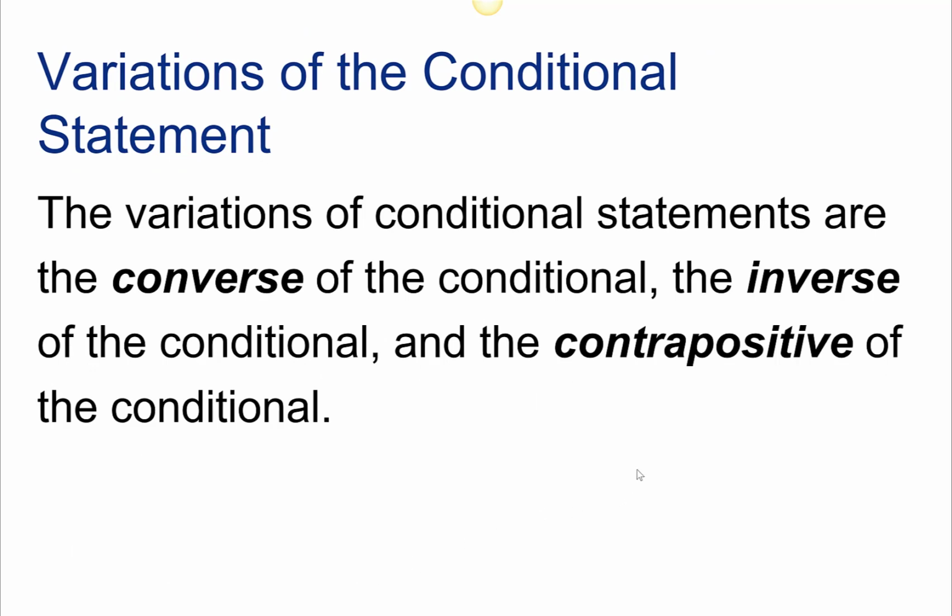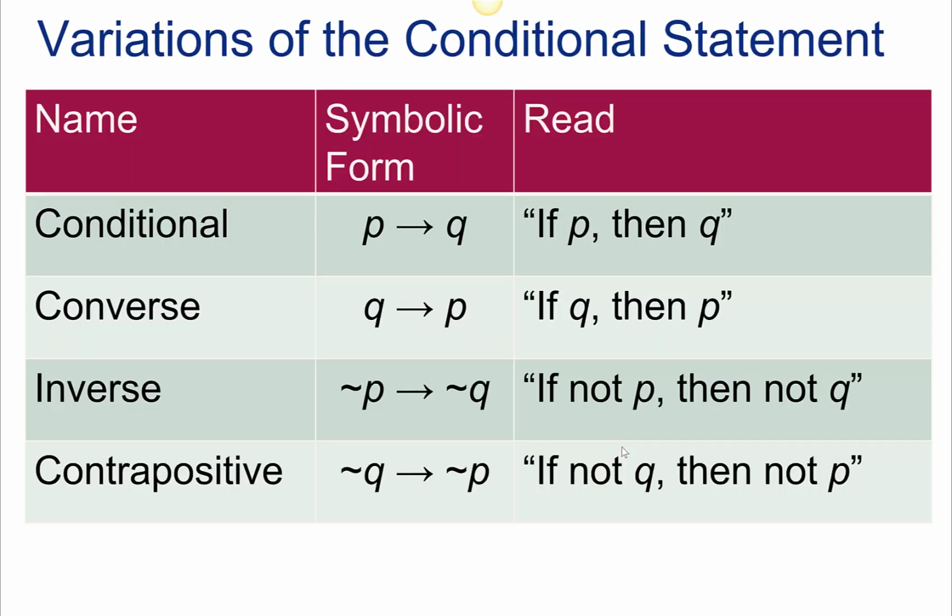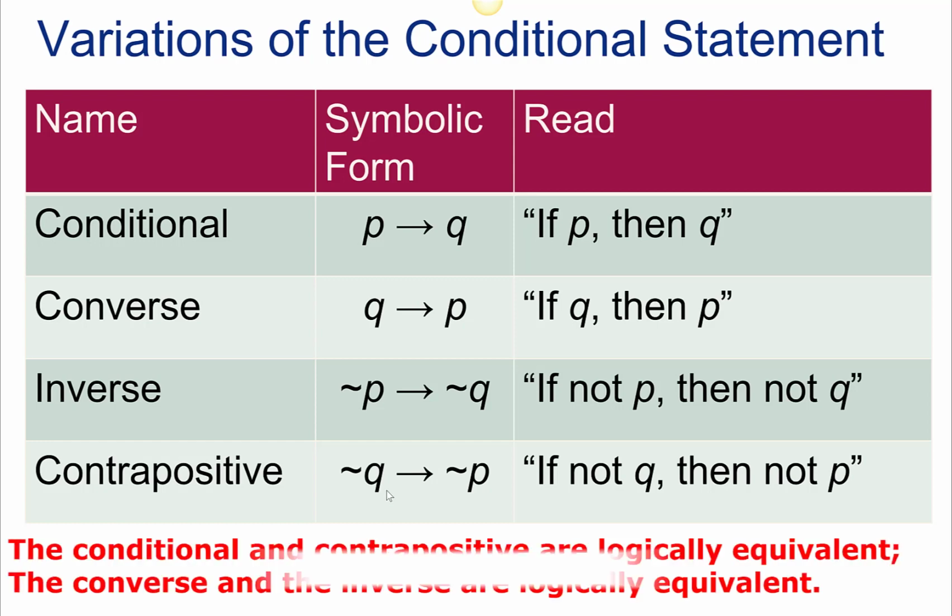There are some variations of the conditional statement that are also useful when you're working with finding equivalent statements. We have a converse, an inverse, and a contrapositive for the conditional. So if the original conditional is if P then Q, the converse flips the order of the simple statements, if Q then P. The inverse keeps them in the same order, but negates both simple statements. If not P, then not Q. The contrapositive does both. It flips and negates. If not Q, then not P. The conditional and the contrapositive are logically equivalent. The converse and the inverse are logically equivalent. And you can show that by creating truth tables.